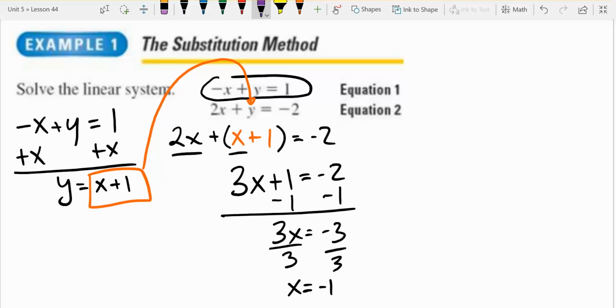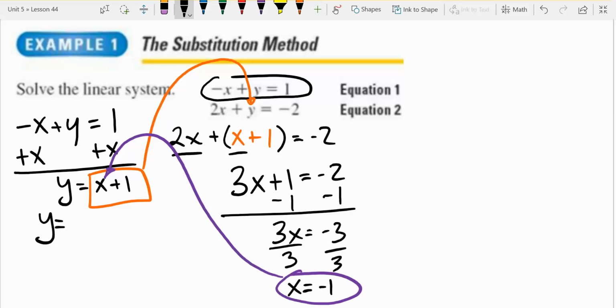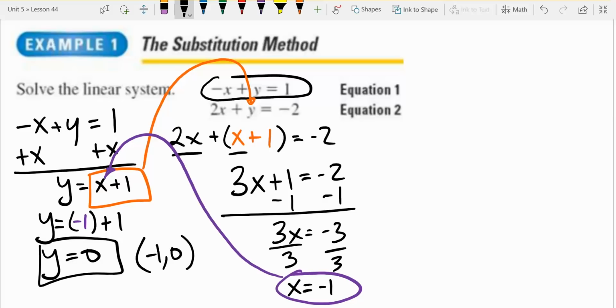Now we're going to take that value of x and substitute it back into this equation that we made. So we've got y equals x plus 1, and we're substituting in our negative 1 because that's what x is. And now it will give us a value of y. Negative 1 plus 1 equals 0. So that's the point, negative 1, 0. We can check this by graphing.